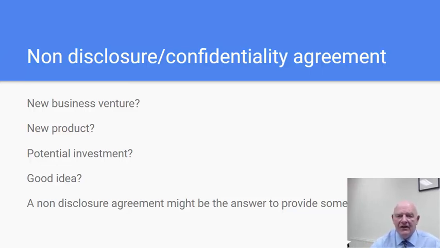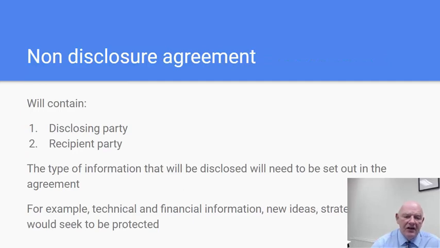Remember, you can't copyright an idea, but you may be able to give some degree of protection and solace to yourself with a non-disclosure agreement. So a non-disclosure agreement may be the answer to provide some protection. The non-disclosure agreement should contain a disclosing party and a recipient party. So if you're going to enter into discussions, you may be the disclosing party.